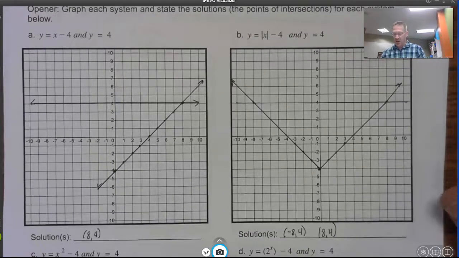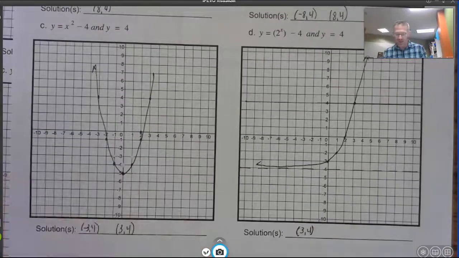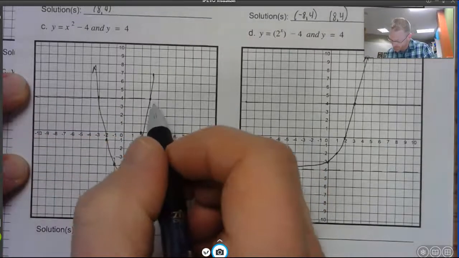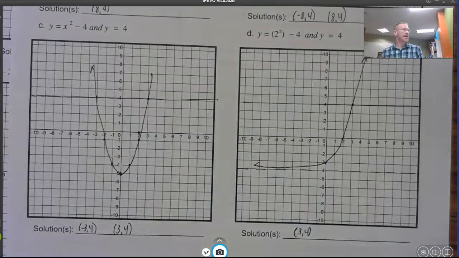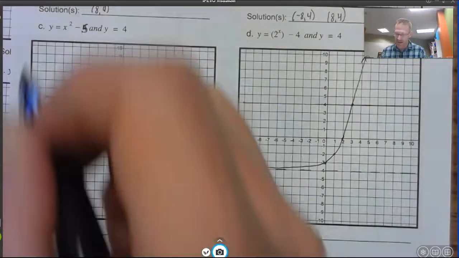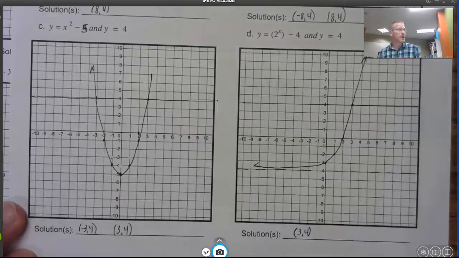Looking at our quadratic here, sorry about that. I didn't draw in my horizontal line here, y equals 4. We get our 2 points of intersection. I think I totally goofed that up. This should be a 5 here. Sorry about that, I think I changed that. So -3, 4 and 3, 4 for your points of intersection.